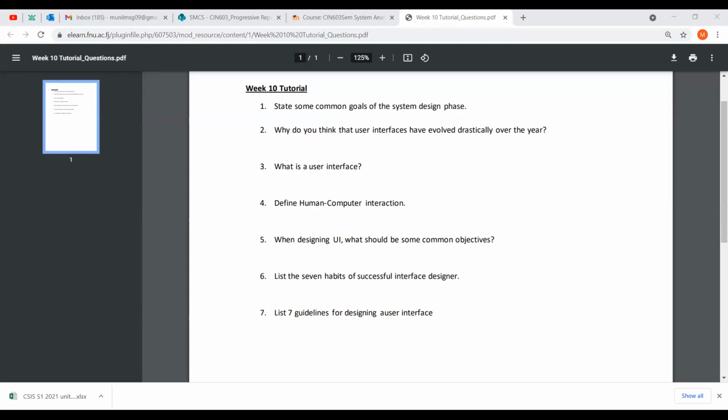All right, so I think I have 3 reasons why I feel user interfaces have increased drastically over the years. Anyone has any other answer that you'd like to call out? No? All right, let's move on.